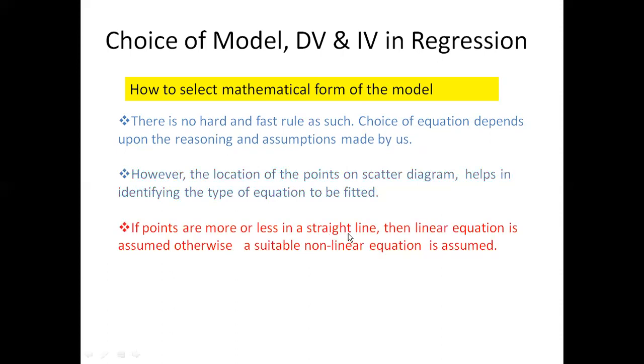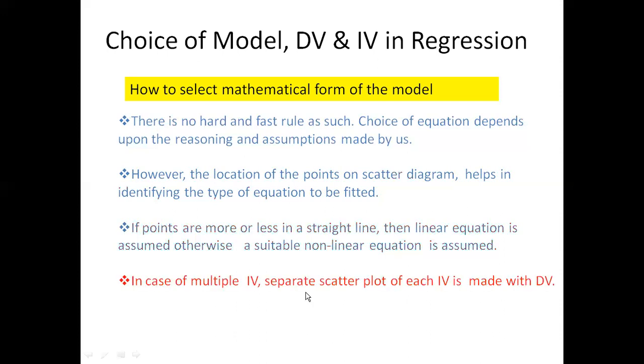If the points are more or less on a straight line, then a linear equation is assumed, otherwise a non-linear equation is assumed. In case of multiple independent variables, suppose we have one dependent and more than one independent variable, then a separate scatter plot of each independent variable is made with the dependent variable to know whether all independent variables are linearly related with the dependent or not. If it is so, then we can go for multiple regression analysis.